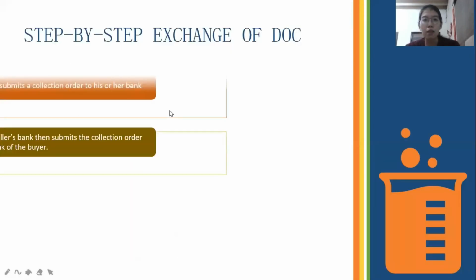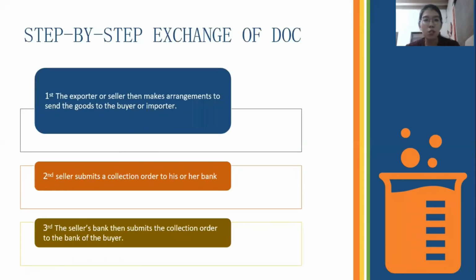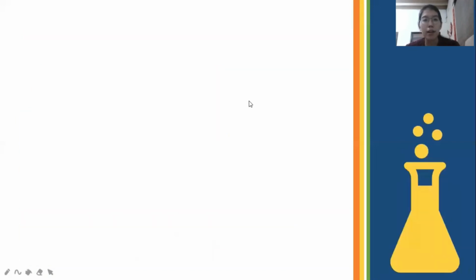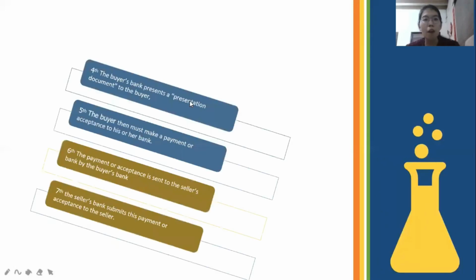Okay, and now we can see these explanations. Step 1 is the exporter or the seller that makes agreement to send the goods to the buyer or the importer. Step 2 is the seller submits a collection order to his or her bank. And step 3 is the seller's bank then submits the collection order to the buyer's bank. Okay, and now we go to step 4.